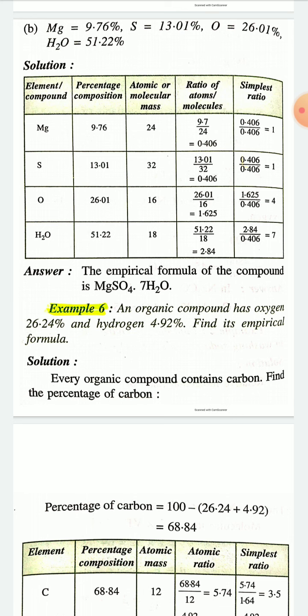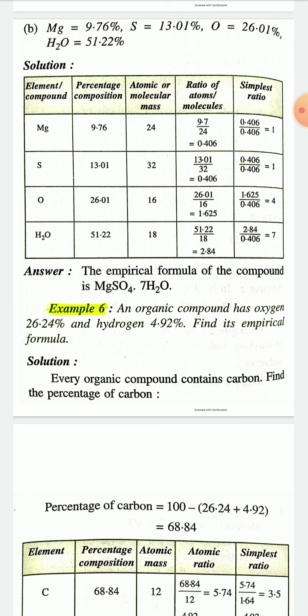And in the last, the compound is water, and the percentage of water given is 51.22%. And you know the molecular mass of water is 18. So the ratio of molecules of water in this compound is 51.22 divided by 18, that is 2.86.